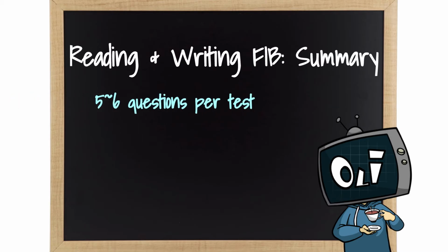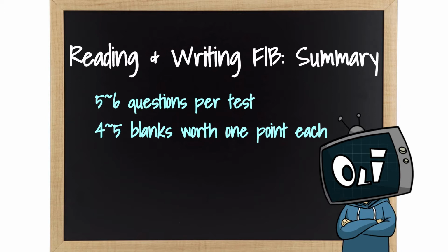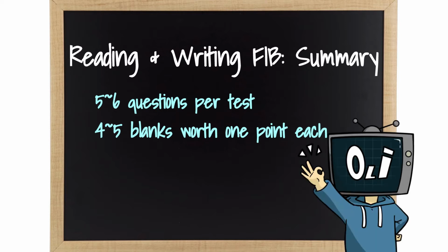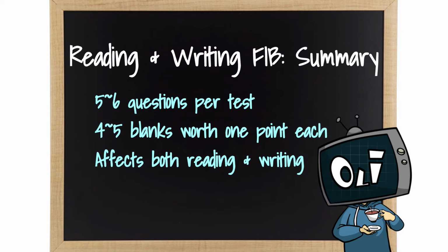You'll be getting 5 to 6 of these bad boys in the test, and usually each question will have 4 to 5 blanks. Considering the fact that each blank is worth 1 point, it's no wonder that this question type is worth a lot of points. So it's settled, you need to do them well for you to have a shot at getting a 79. As the name suggests, this question type affects both the reading and the writing sections, so again, more incentive for you to devote extra time on practice.